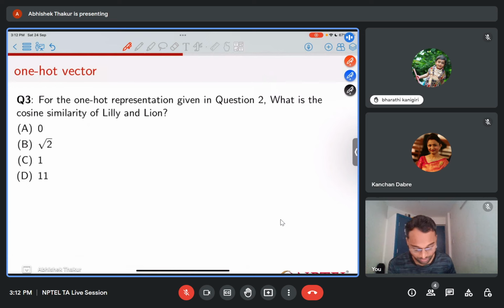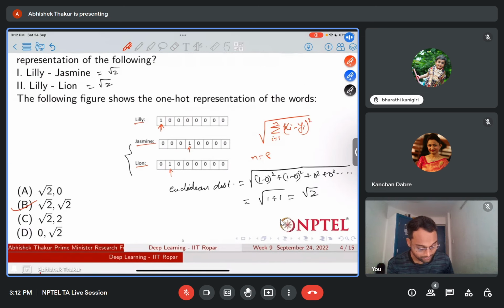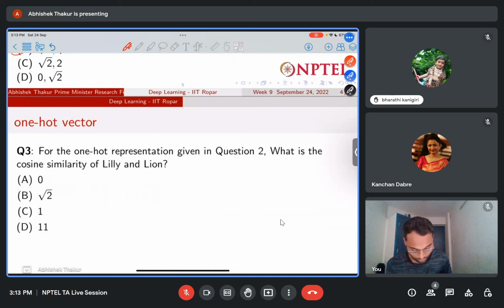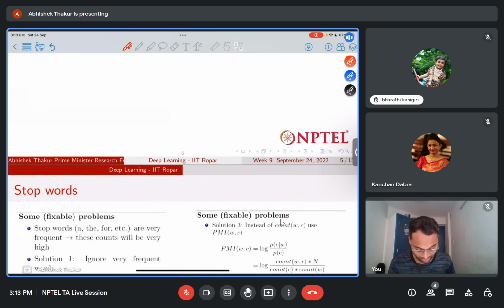So here, for the one-hot representation given in question 2, what is the cosine similarity of Lily and Lion? As each word has a unique vector representation, at no place will two ones be there. That's why the dot product will always be zero, because zero into anything will be zero. So here the dot product is zero. That's why the cosine similarity for Lily and Lion will be zero. So now we'll move on to the next question.